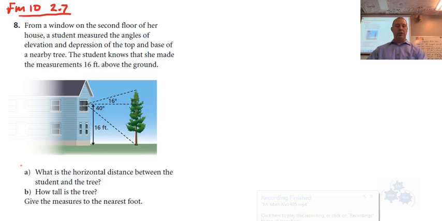All right, so this is your homework question number 8. And it says this: from a window on the second floor of her house, a student measured the angles of elevation and the angle of depression to the top and to the base of a nearby tree.